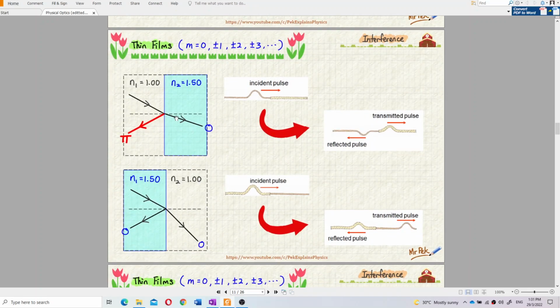Here you can see four conditions. Only this one gets a phase change of pi radian: reflection from lower to higher refractive index. The light that goes inside, the refraction, has no phase change. Same for reflection from higher to lower refractive index, no phase change, and the refraction from here to here also has no phase change. So phase change only happens here, reflection from lower to higher refractive index. Okay, remember that.